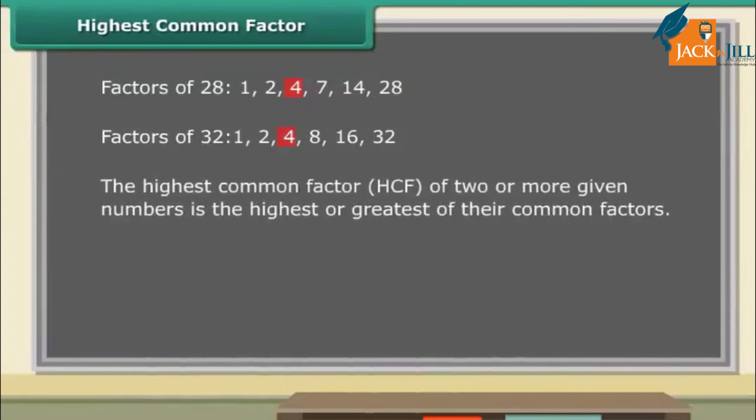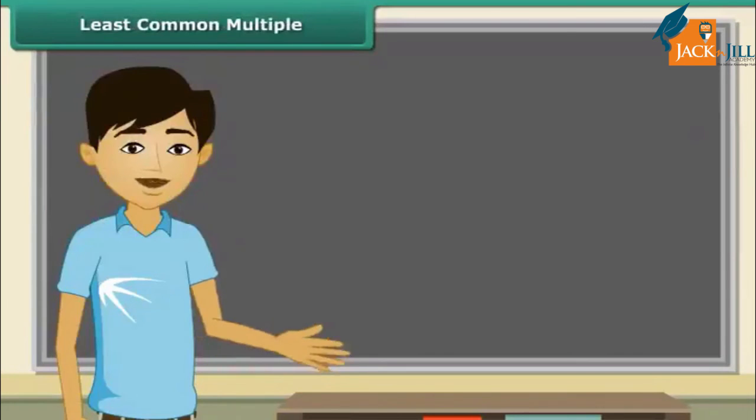Therefore, the highest common factor HCF of two or more given numbers is the highest or greatest of their common factors. It is also known as greatest common divisor or GCD. Recall that common multiples of two numbers are those numbers which are multiples of both the numbers. Let us now use this knowledge to find the least common multiple of two numbers.